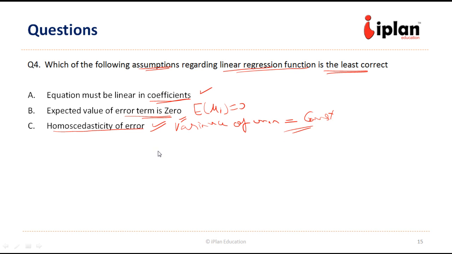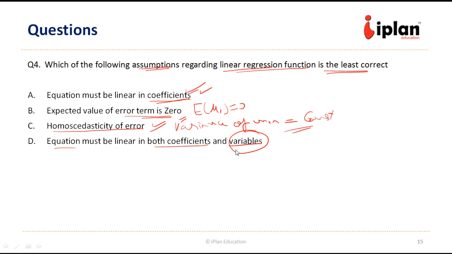Homoscedasticity of the data error. The last one is equation must be linear in both coefficients and variables. We know that it should be linear in coefficients, but it does not need to be linear in variable. So D is least correct here.